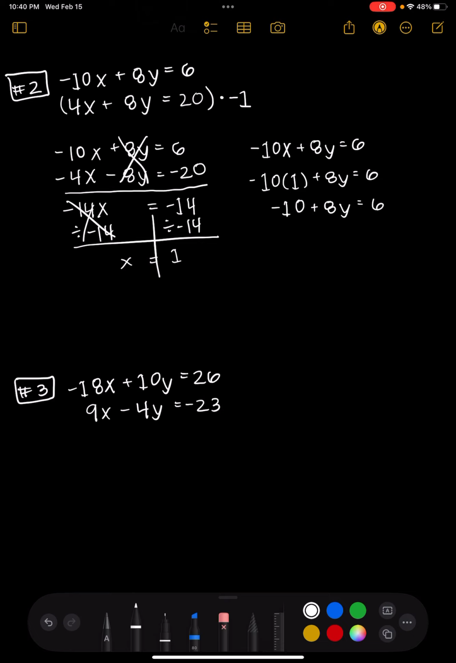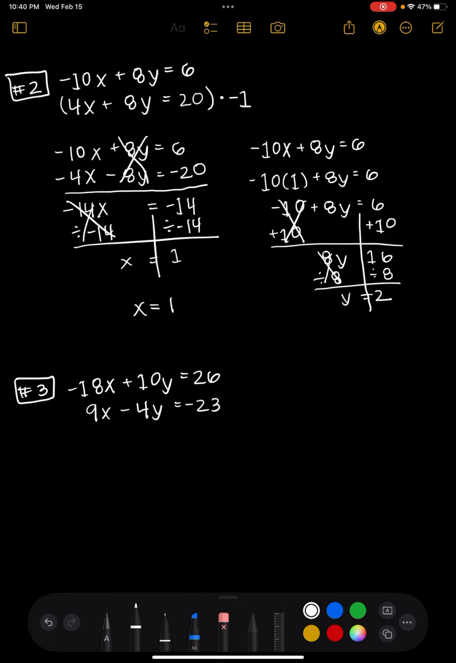Then I'm going to solve for y because that's the only variable left. So I'm going to add 10 to each side to start that process. The 10s cancel out over here, and we're just left with 8y, and then 6 plus 10 on the right side gives me 16. Then to get rid of the 8, we're going to divide each side by 8. The 8s cancel out over here. I'm just left with y, and 16 divided by 8 gives me 2. So I know that y is equal to 2, which means my full answer is x is equal to 1, and y is equal to 2.